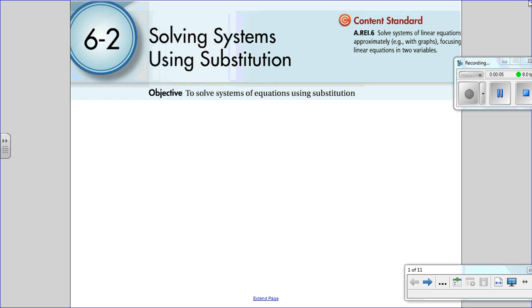Chapter 6, Section 2, we're going to be solving systems using substitution. If you can just think of what substitution is, it's basically replacing one thing with something else that is equivalent to it. The easiest example I have is, think about if you have $1 and you replace that with 4 quarters. It's the same amount of money, they're both equal, but you're replacing it with something that is in a different form.